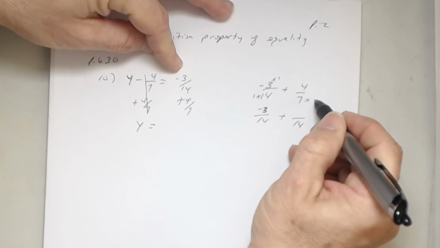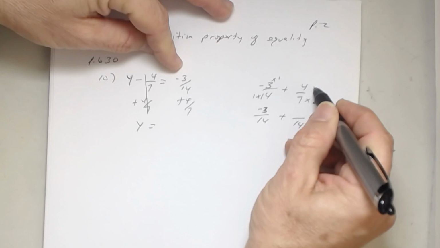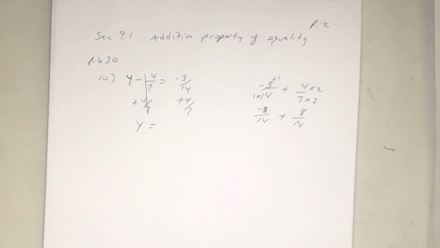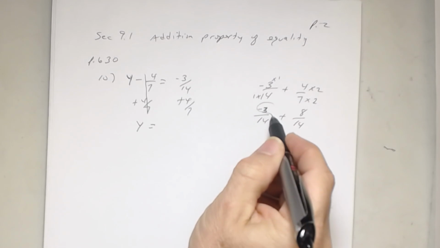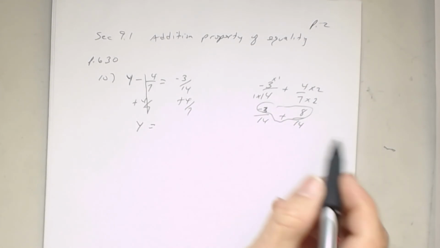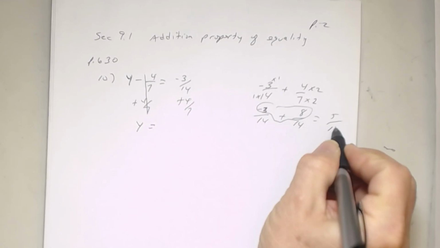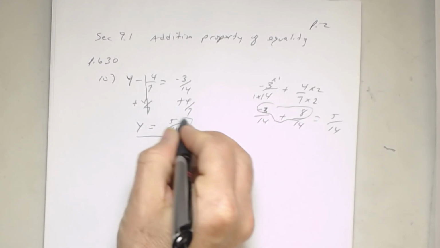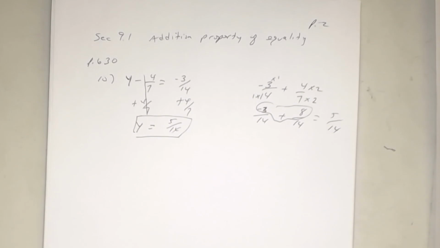7 times what is 14? What I do to the denominator, I do to the numerator. 4 times 2 is 8. So now since the denominators are the same, you can add those two fractions. You just add their numerators. What's a negative 3 and a positive 8? 5. So that's 5 over 14. So y equals 5/14. Okay, so that's by hand. You need to do it by hand as well. You need to know how to do that. Now, use your calculator.